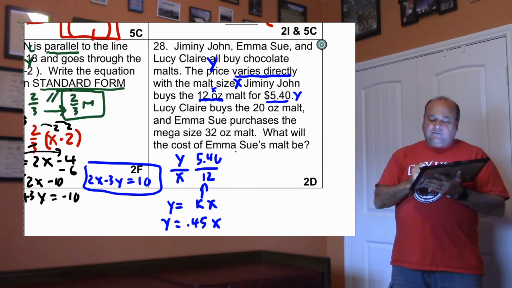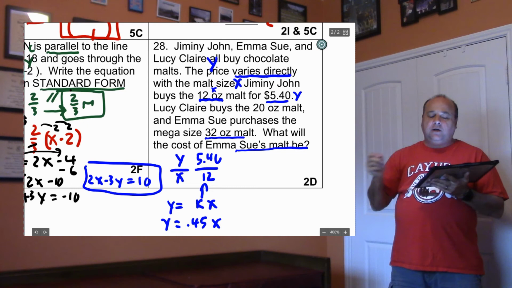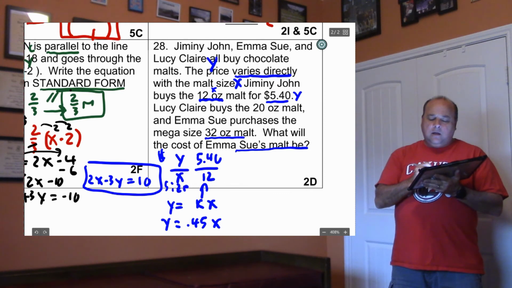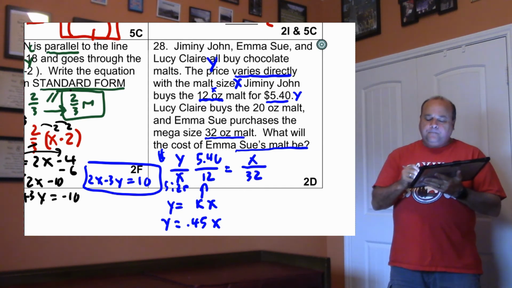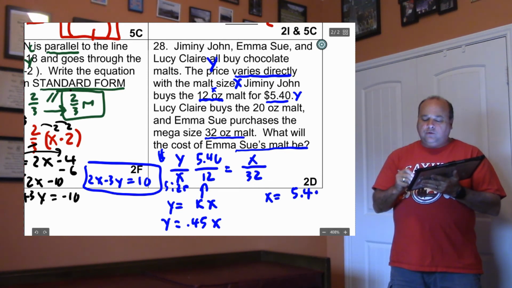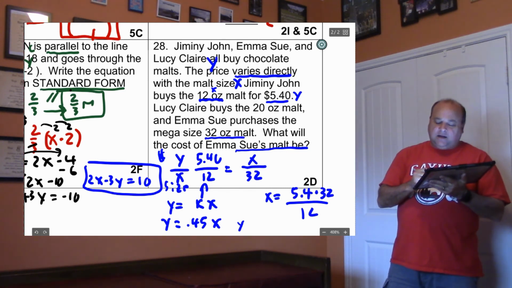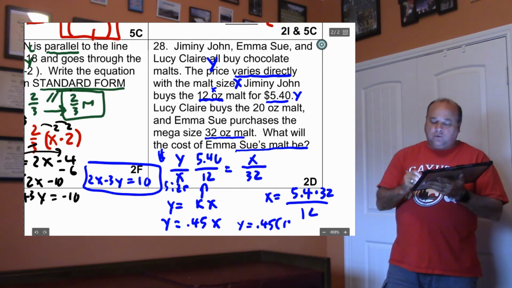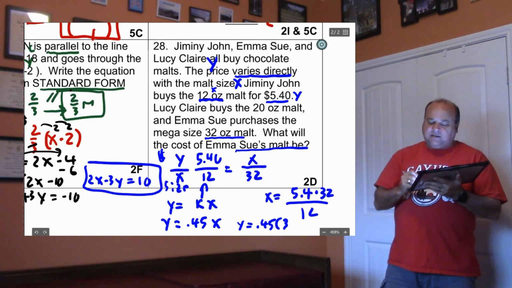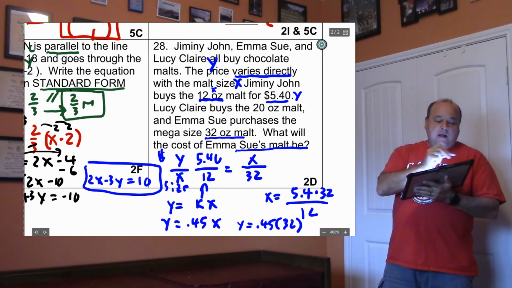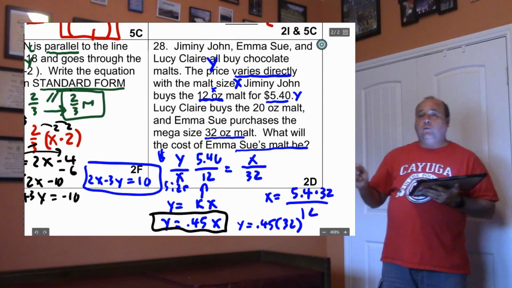Now then, what will the cost of Emma Sue's malt be? Emma Sue is going to get a 32-ounce malt. Notice that this is dollars and this is size, right? All I have to do is this, x over 32, and just solve that proportion. So my answer is going to be x equals 5.4 times 32 divided by 12, right? That's exactly what I would get if I did y equals 0.45 times 32. I'm going to get the same answer no matter which way I do it. You could set it up with a proportion or do the direct variation. The state of Texas is assuming you're doing it this way.